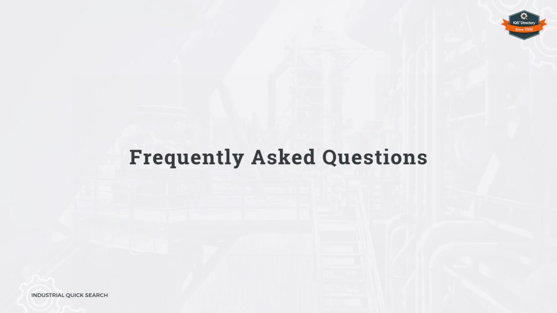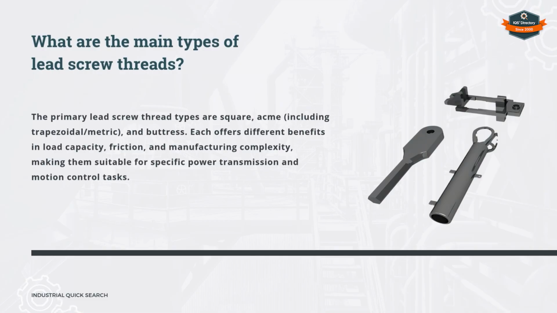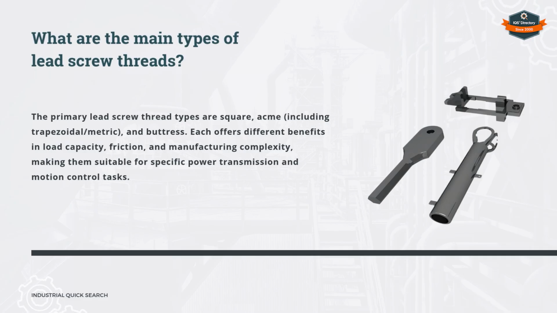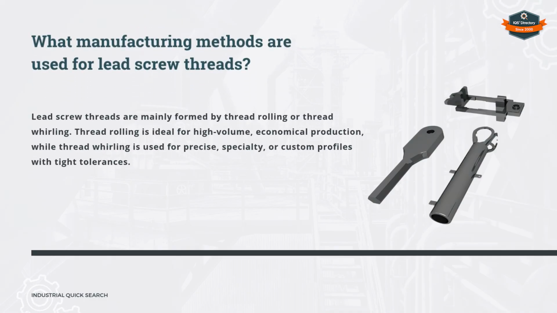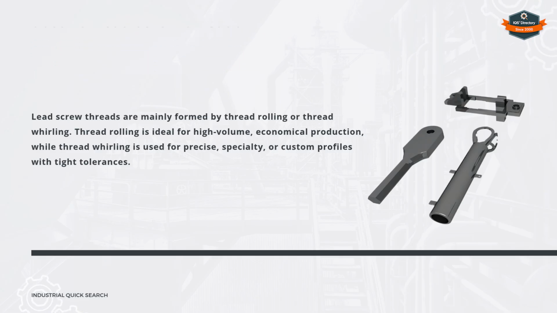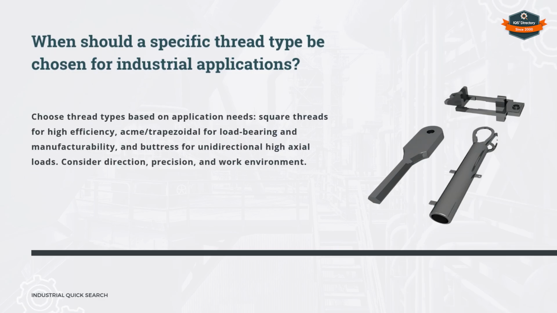Frequently asked questions. What is a lead screw and how does it work? What are the main types of lead screw threads? How do single-start and multi-start lead screws differ? What manufacturing methods are used for lead screw threads? What design features impact lead screw performance? When should a specific thread type be chosen for industrial applications?